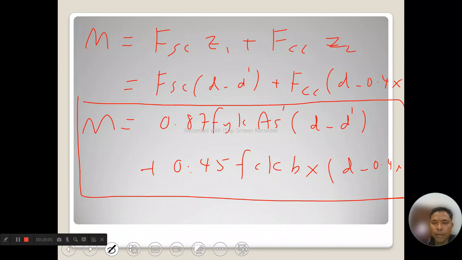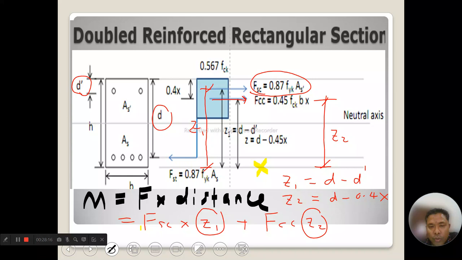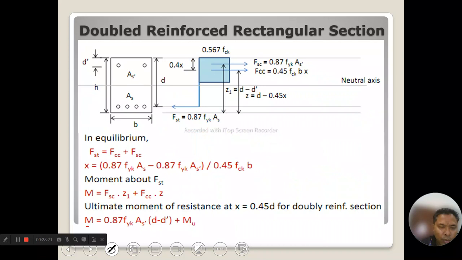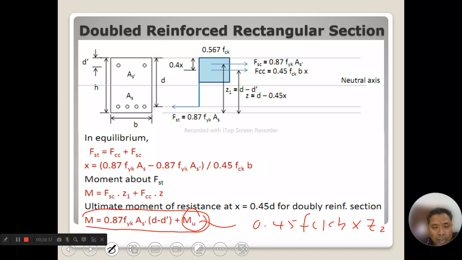So I don't like to memorize this, I just like to develop it. I develop the equation. So in our notes, you can use the same thing and you get almost a similar expression. Only this one, what is it? This is 0.45 FCK BX multiplied by Z2 from before. Z2 from before is D minus 0.4x. This is called MU, the ultimate moment resistance. Okay, never mind.